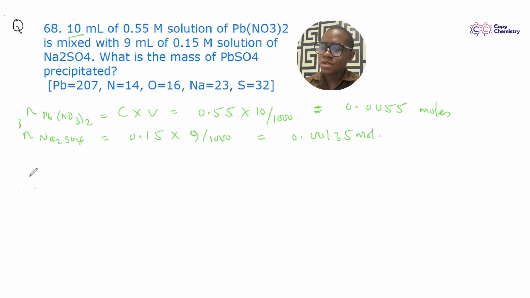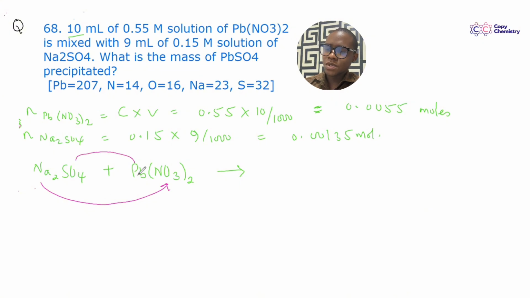Let's now write an equation of reaction between Na2SO4 and lead nitrate, Pb(NO3)2. So if we do that, the sodium would react with the nitrate part to form sodium nitrate, and then the lead would react with the sulfate part to form lead sulfate. Okay, lead 2 sulfate to be specific. So let's write our product.